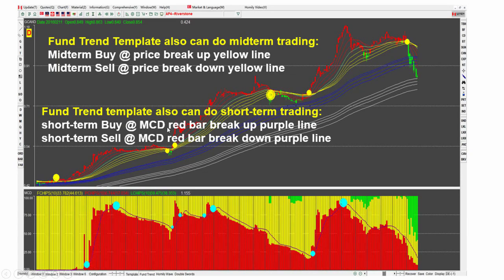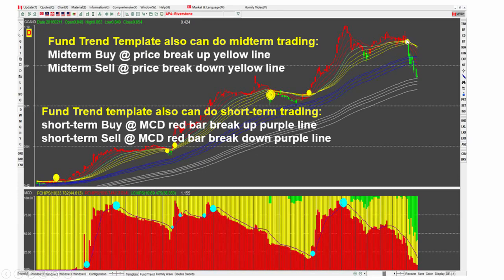If the red bar breaks up the purple line, we consider buying. If the red bar breaks down, we consider selling. It's for short term. The premise is the white line turns up. It must be in a bullish rising market or for a bullish rising share. So the white line must turn up. If this white line turns up, and whenever the price breaks up the yellow line, we can consider a mid-term buy.